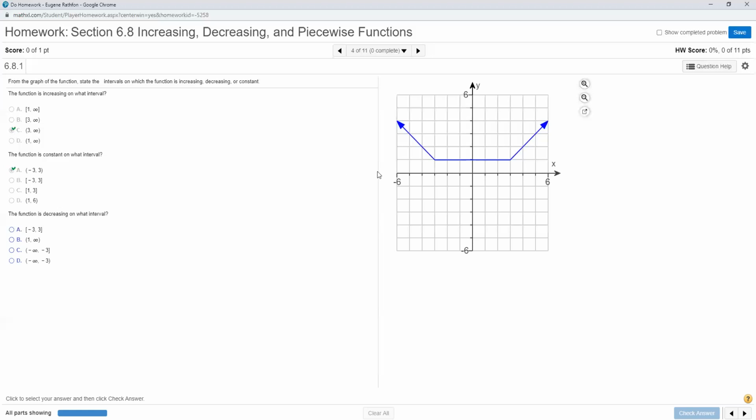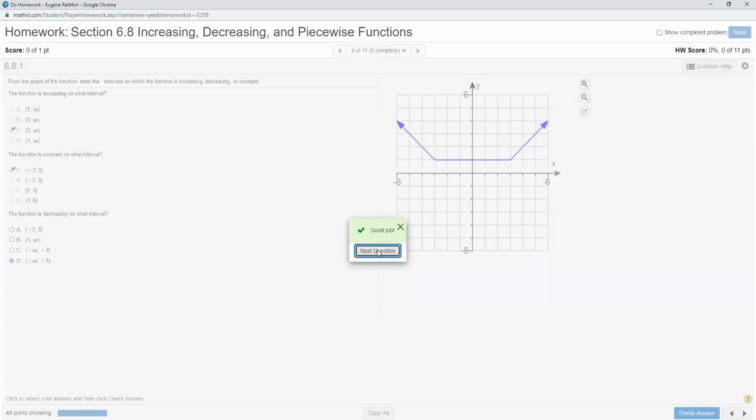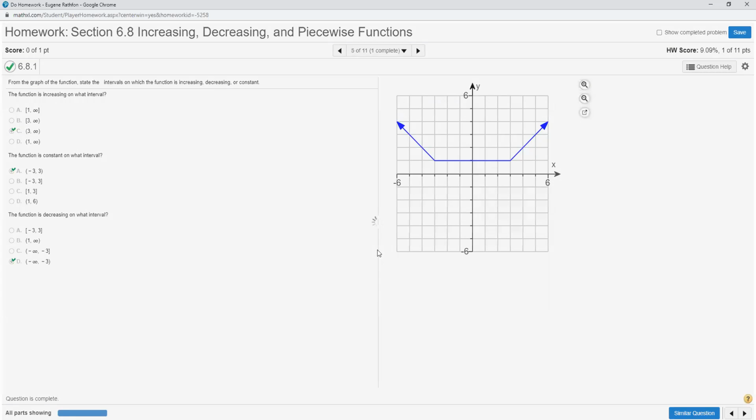So from -infinity until we hit that -3, our graph is decreasing. So let's see, we want negative infinity to -3, and remember we've got to use the curvy parentheses. Remember, brackets would mean that at that point it would be only decreasing, but at that point it starts constant. So since the point can't really be both of those, we've got to use the curves. All right, y'all, you would check that, and then you would move to the next one.